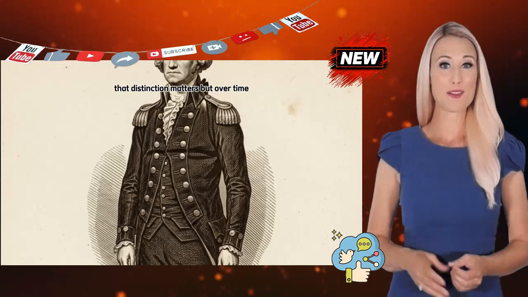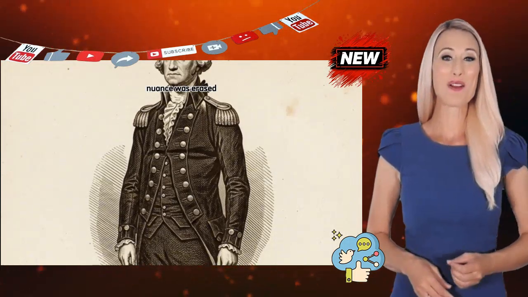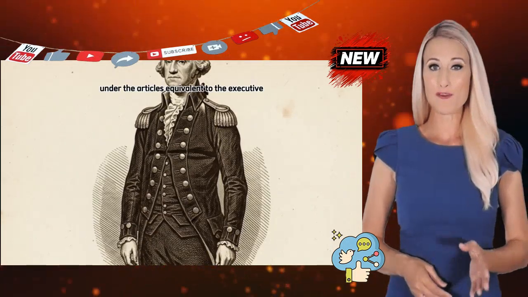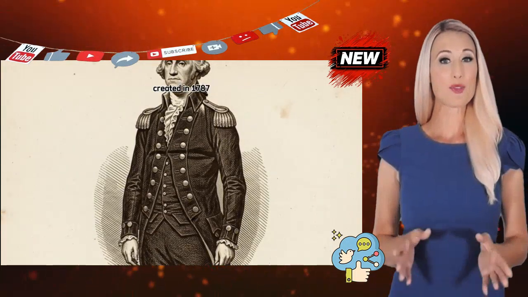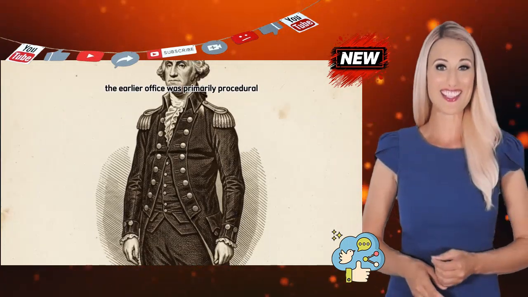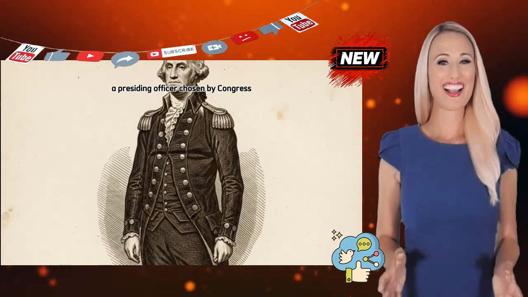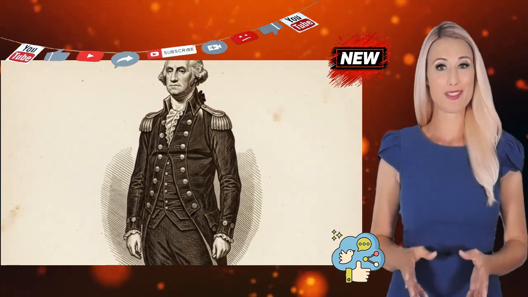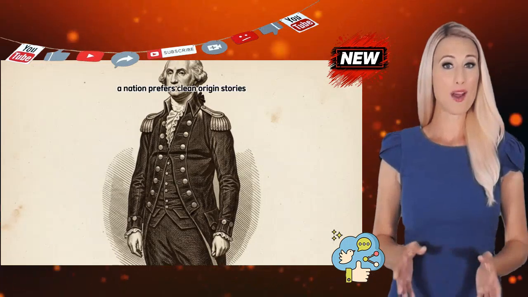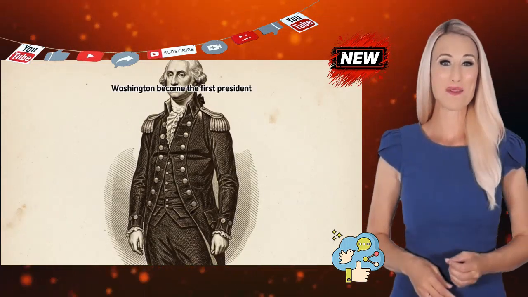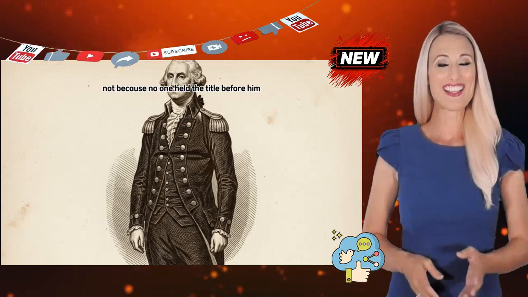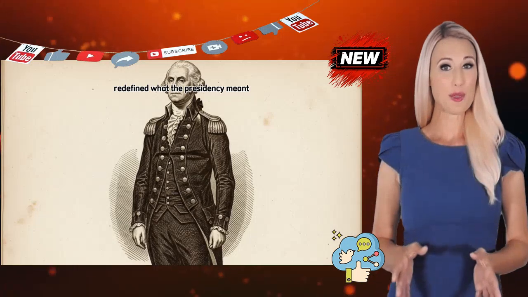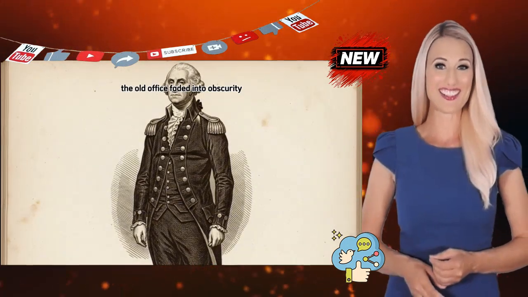But over time, nuance was erased. The founders themselves understood the difference. They did not consider the presidency under the Articles equivalent to the executive created in 1787. The earlier office was primarily procedural, a presiding officer chosen by Congress, not a nationally elected executive. Yet as American mythology grew, complexity became inconvenient. A nation prefers clean origin stories. Washington became the first president, not because no one held the title before him, but because the new constitutional order redefined what the presidency meant. The old office faded into obscurity, but obscurity is not the same as non-existence.